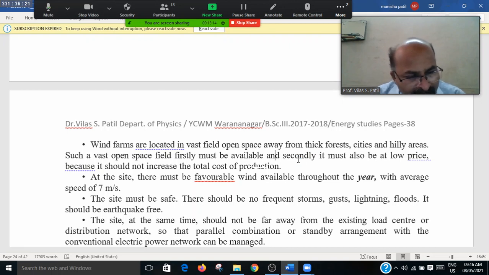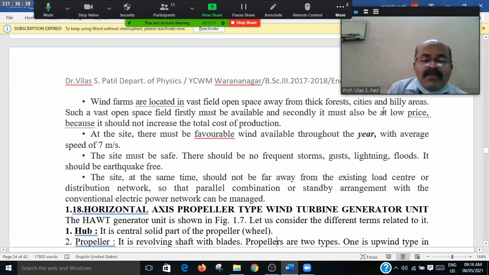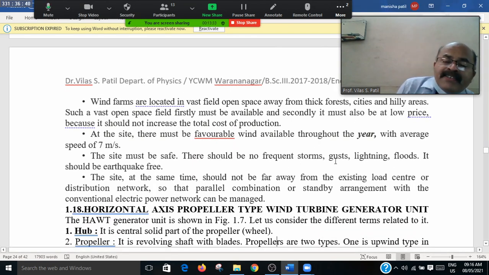At the site there must be a favorable wind available. We have to monitor first the wind speed throughout the year, and the speed will be 7 meter per second. Then the site must be safe. There should be no frequent storm, gust, lightning and flood.